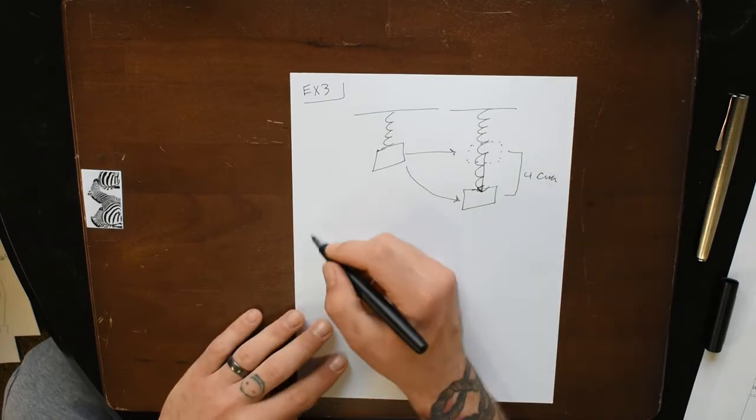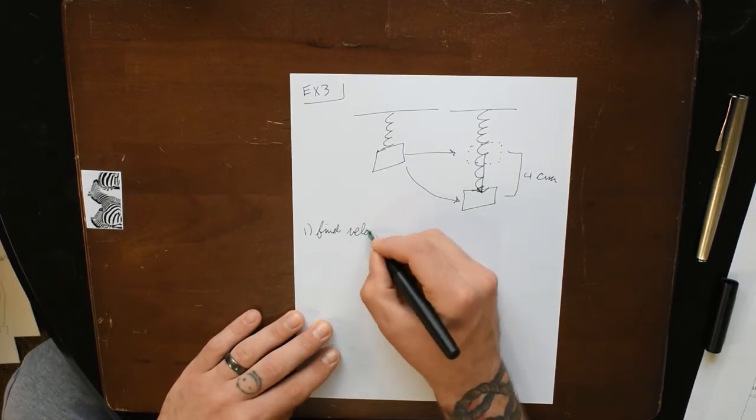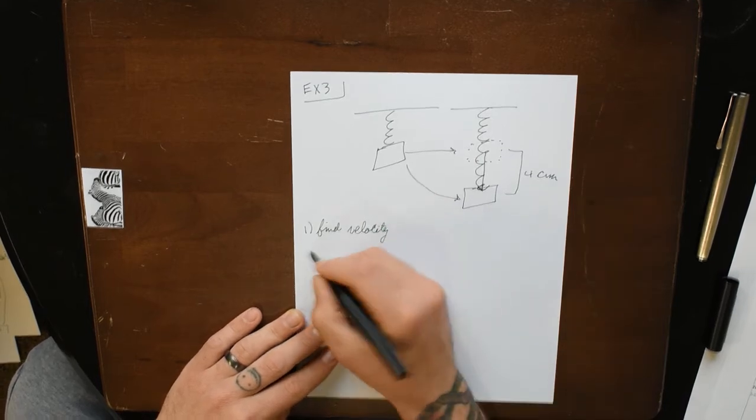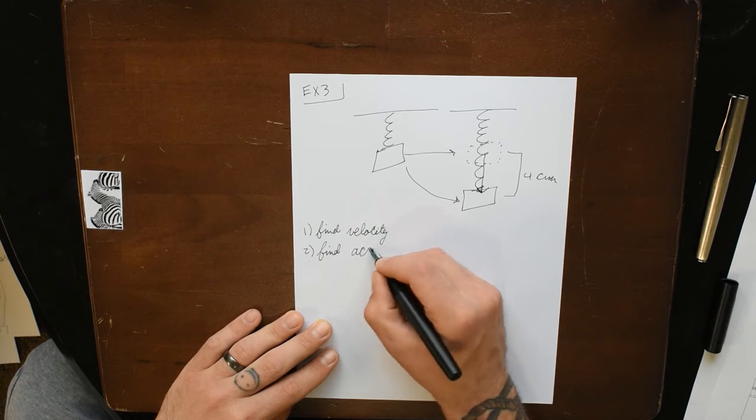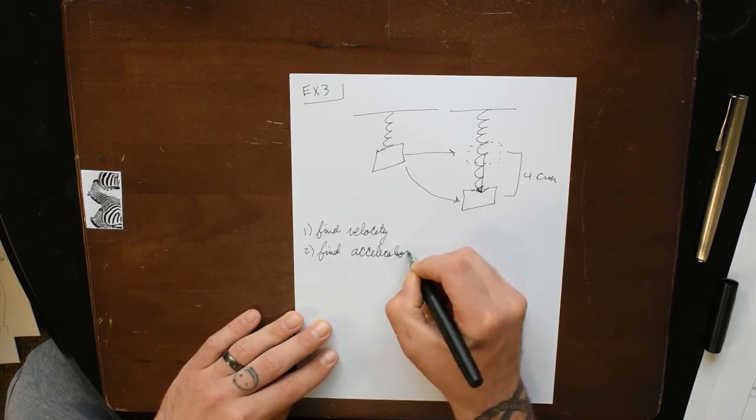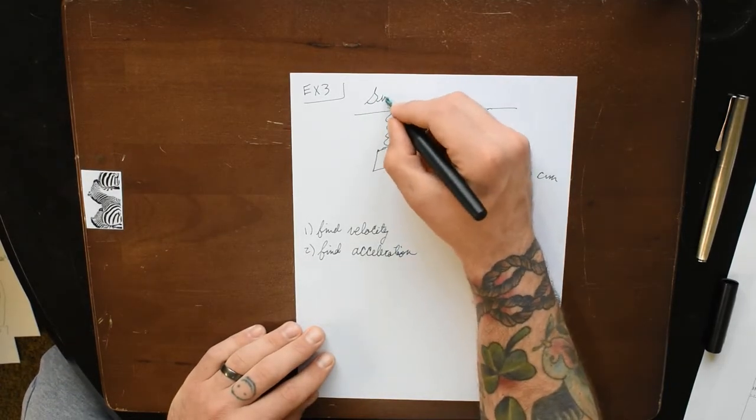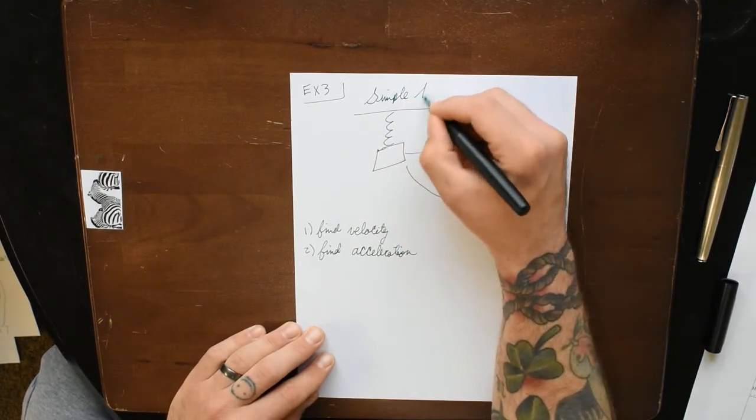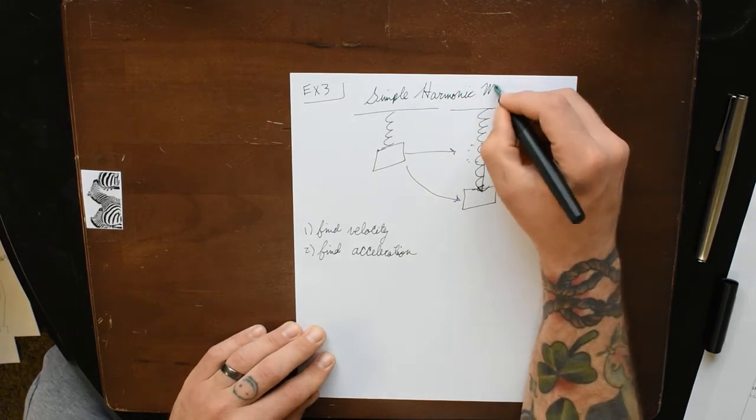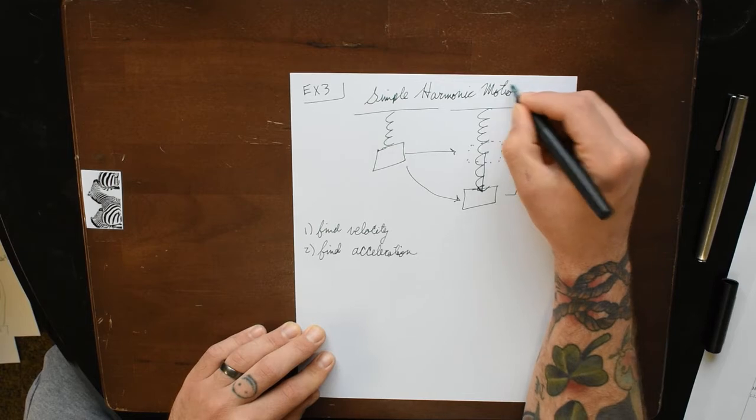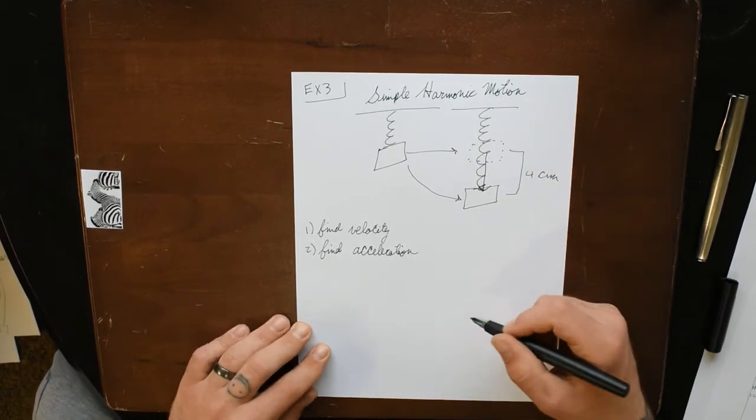And the first thing we want to do is find velocity. And the second thing we want to do is find acceleration. So this is an example of simple harmonic motion. And what simple harmonic motion means is things are going to oscillate back and forth.